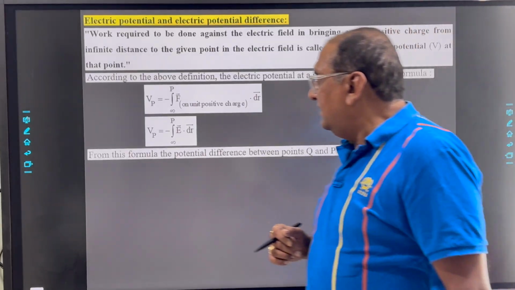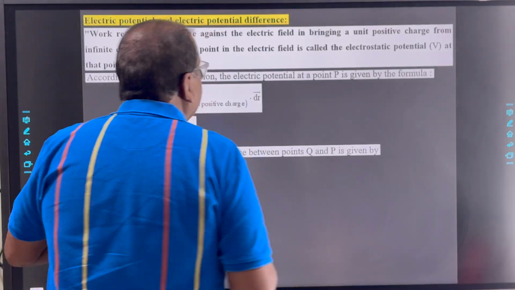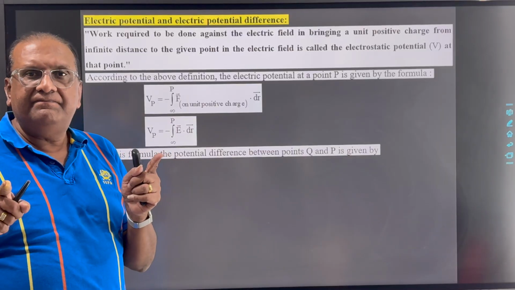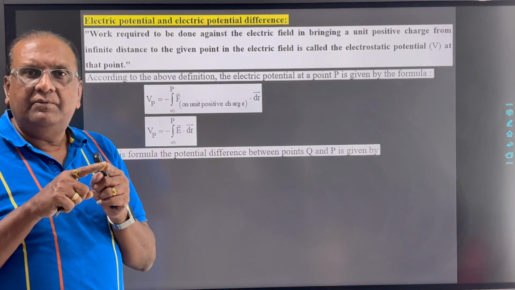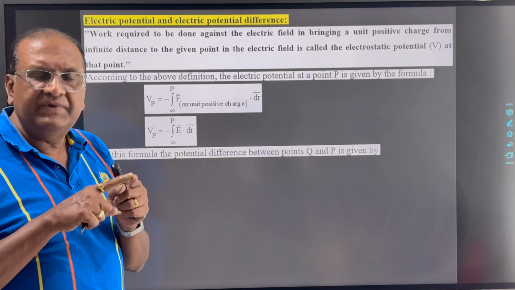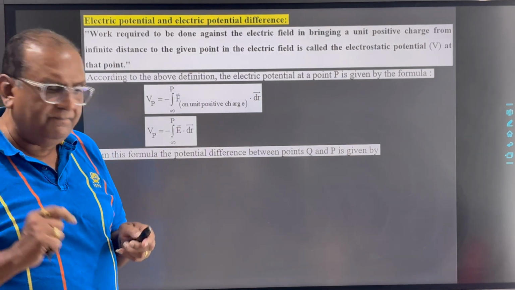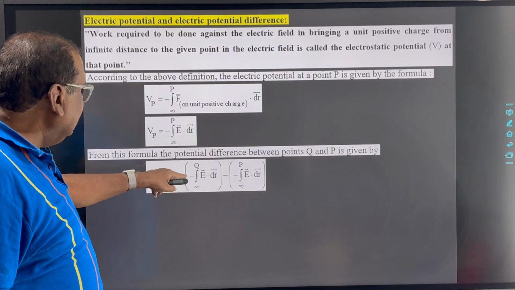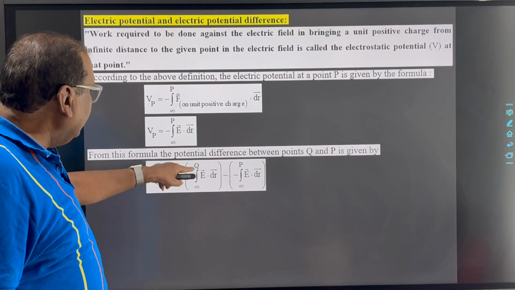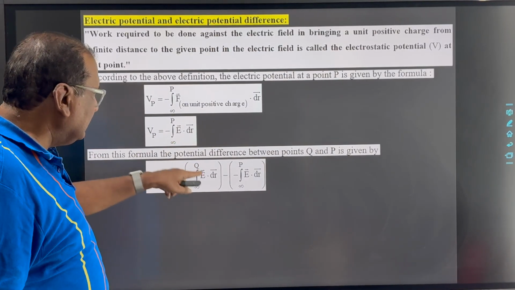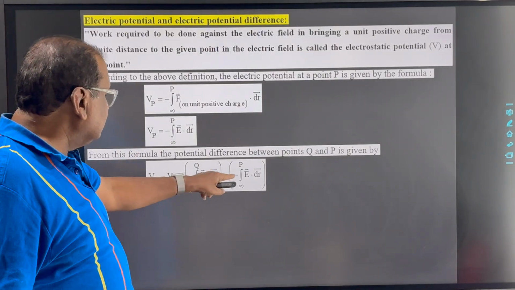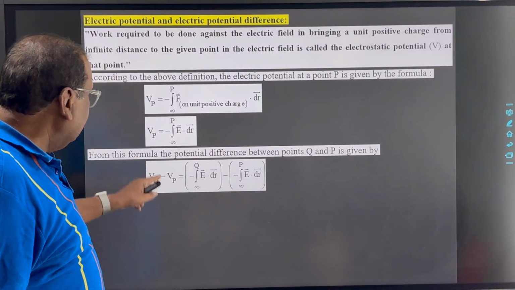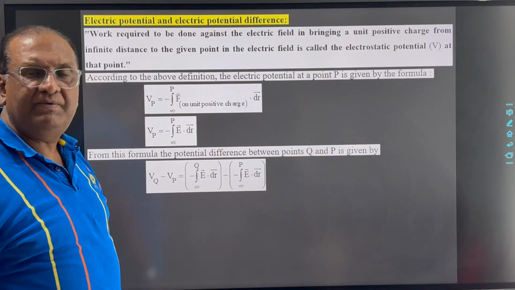So here the electrostatic potential difference between points Q and P. Simple thing, we have to take the potential at Q minus the potential at P. So we can write VQ minus VP, that is minus integration infinity to Q E dot dr, as per this particular definition, minus, minus integration infinity to P E dot dr. So this is VQ minus VP.